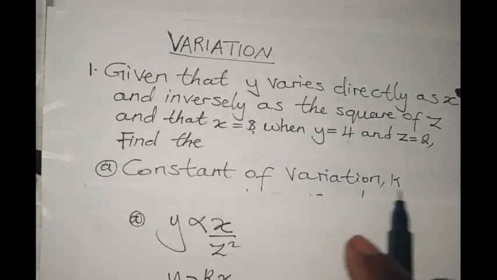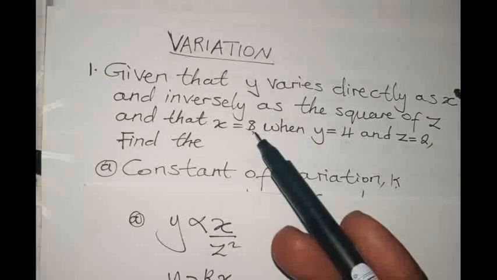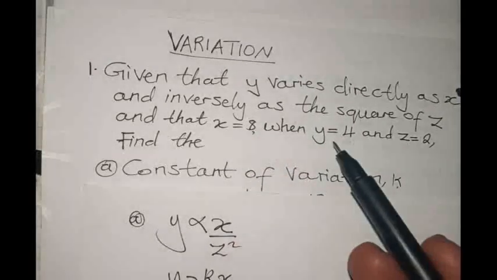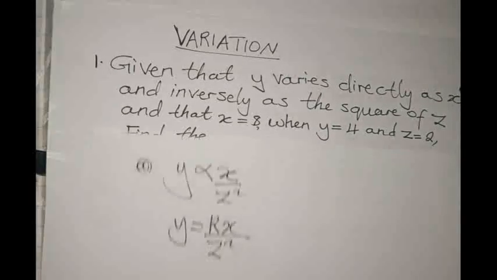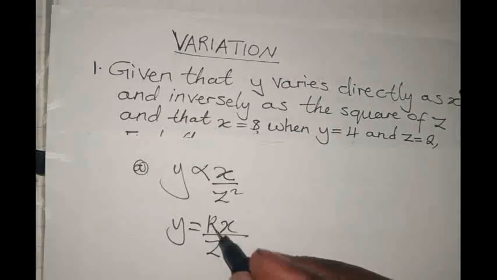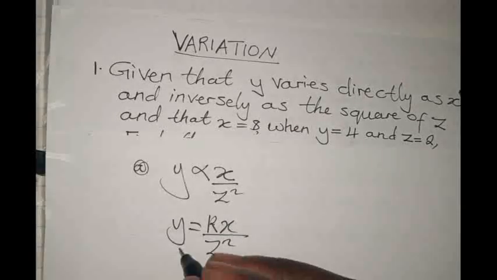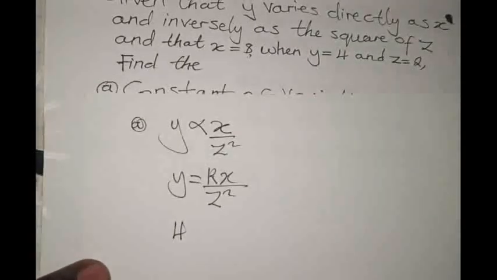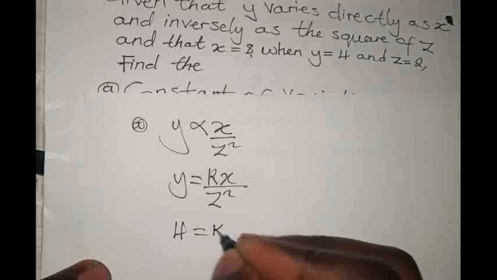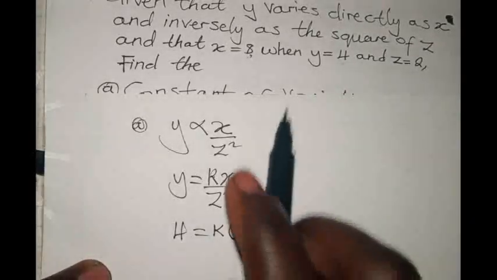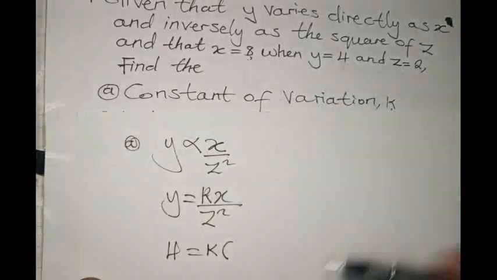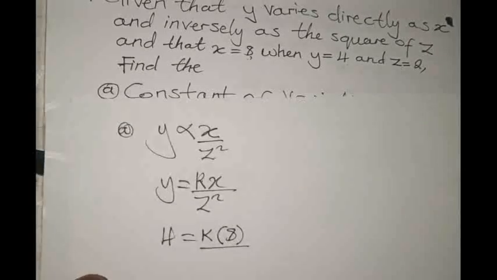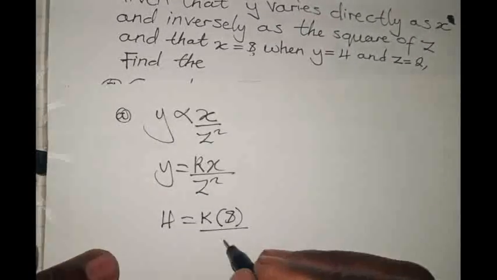When finding the constant of variation k, we use the values of x, y, and z that have been given in the statement. The value of y was 4, so you write 4 equals k. What was the value of x? The value of x is 8, so you write your 8 here, then over what was our z? Our z was 2, so you write your 2.